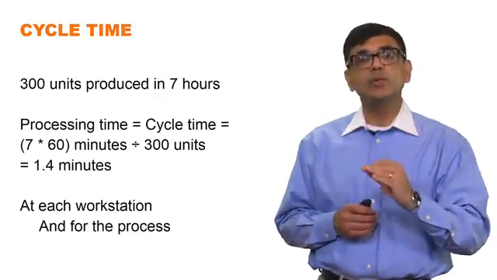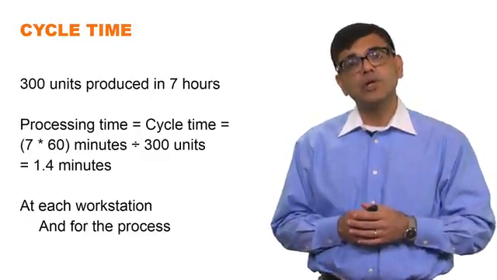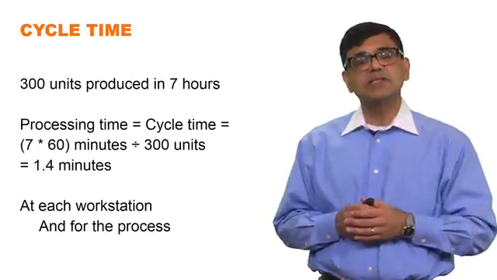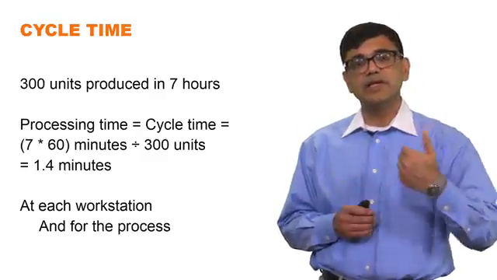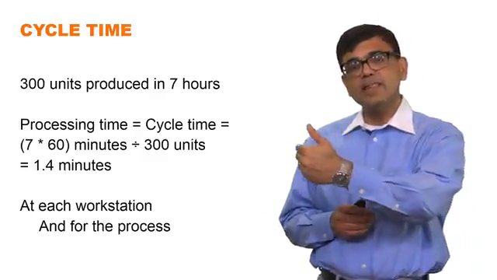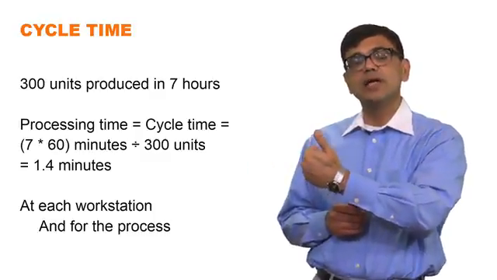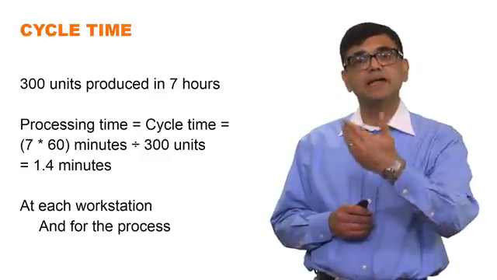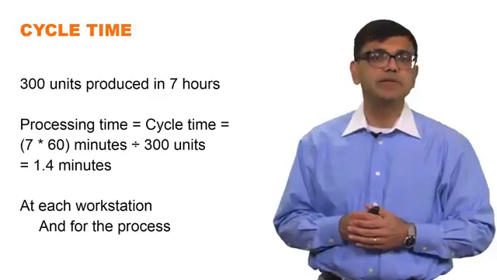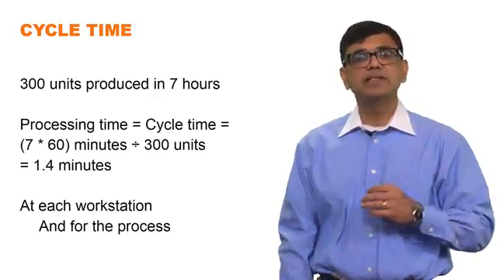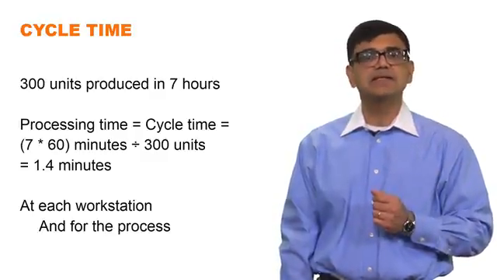Because at each workstation, there was only one resource, one person or one machine that was working, and therefore processing time equals the cycle time. So the processing time of each of the stations is 1.4 minutes, and then the cycle time of the process: if you're standing at the end of the process, you're getting an assembled watch every 1.4 minutes. And that's given that they're producing at their intended rate of 300 units per day, right? So 1.4 minutes at each workstation and for the process. Balanced line, therefore that's the case.